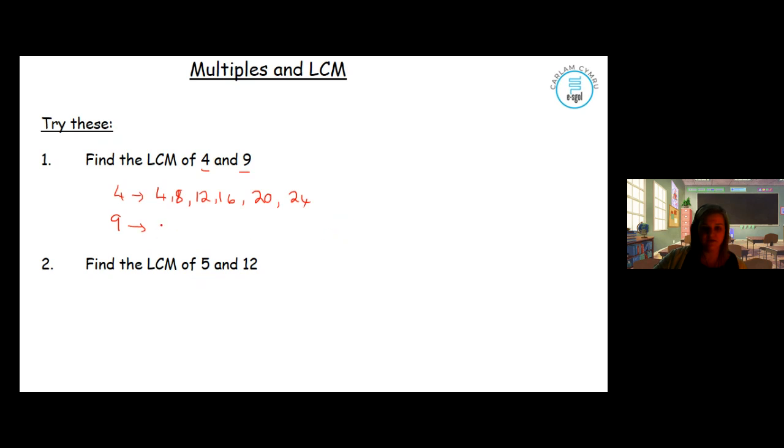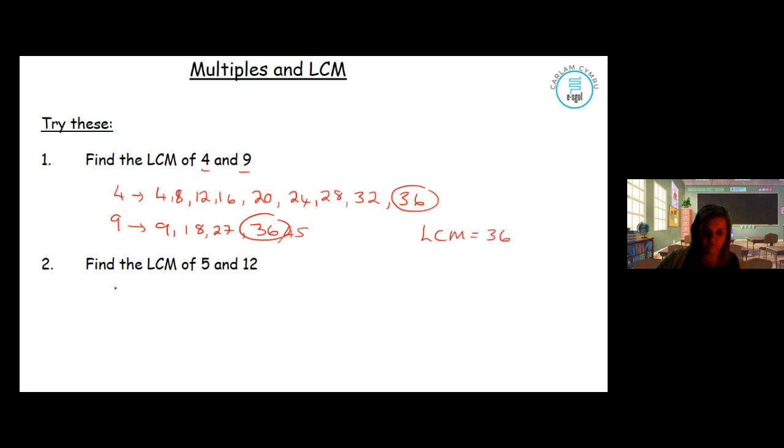I'm going to start on the 9s. So 9, 18, 27, 36, 45. Could keep going. Again, I'm going to go back up now and do a few more on my 4 times table. I still haven't got to a value that's in both lists, so I've got to keep going. And now I have, so 36 is my lowest common multiple.